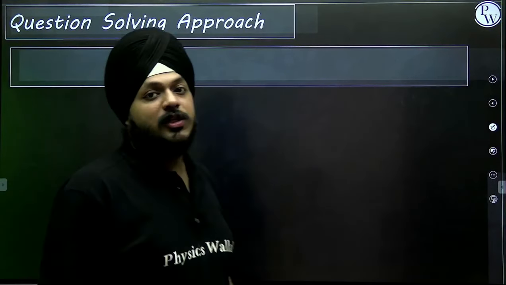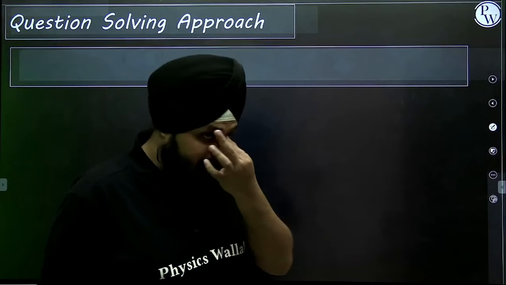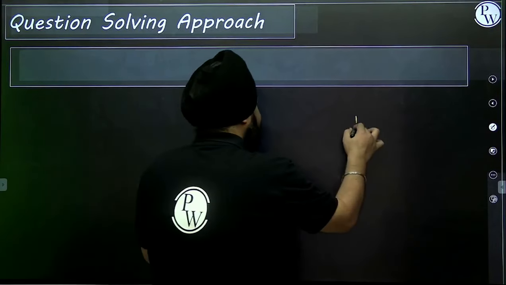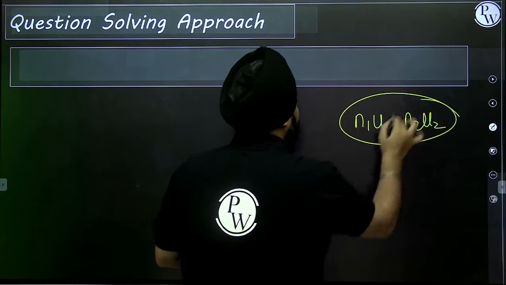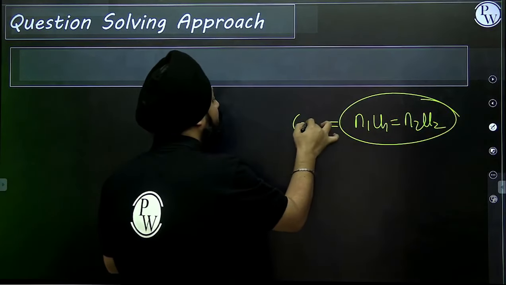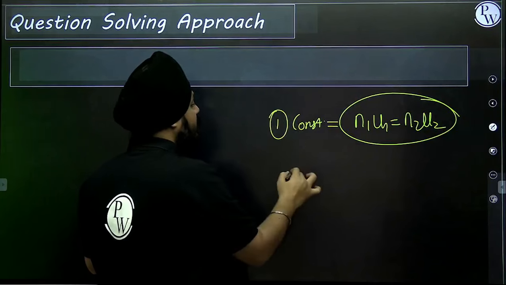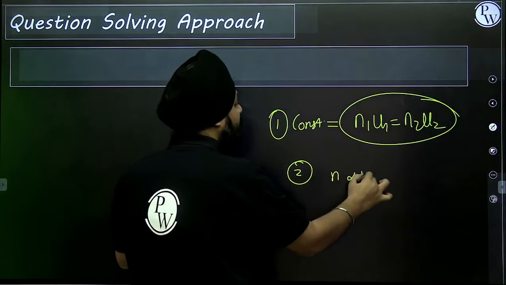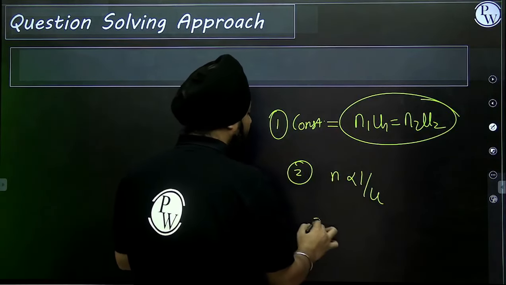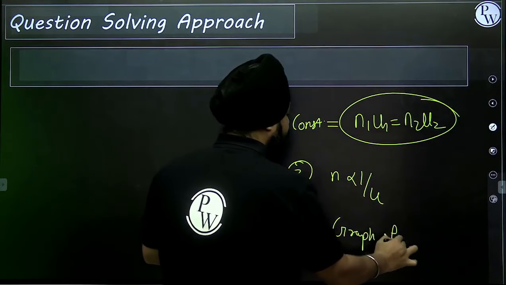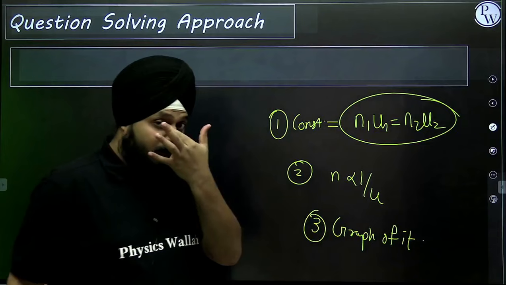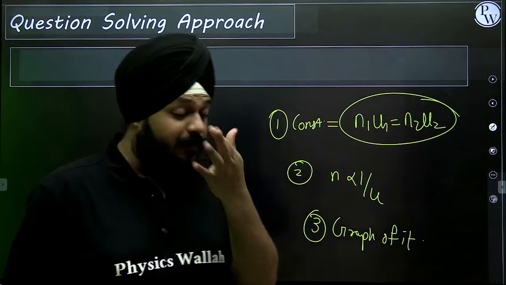What will be the question solving approach for this? We are going to use this: N1 U1 is equivalent to N2 U2, which is also equivalent to a constant. Second, N is inversely proportional to U. And third, the graph of it.